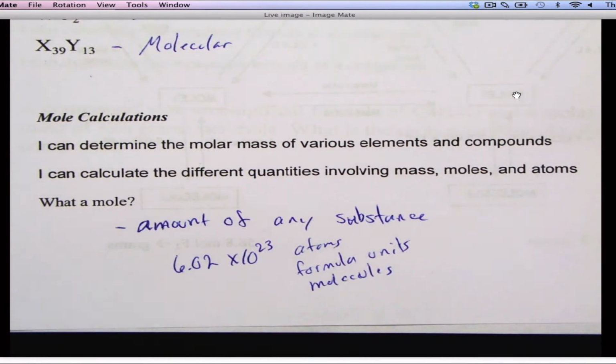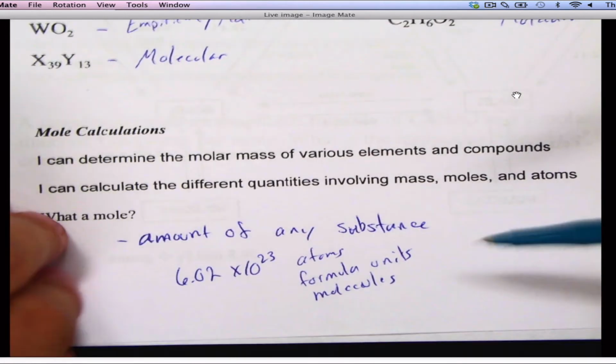Okay, so really this is the amount of something. It's like a dozen, it's like a quart. It's a measurement of molecules, basically. All right, so a mole is a measurement of molecules. Let's just keep that in our brain. It's a chemistry calculation. All right, so it's a measurement. Let's keep building off of that.